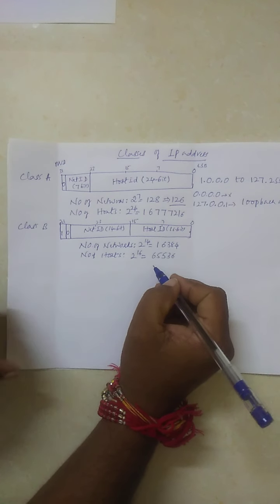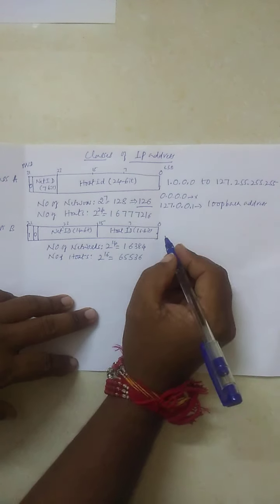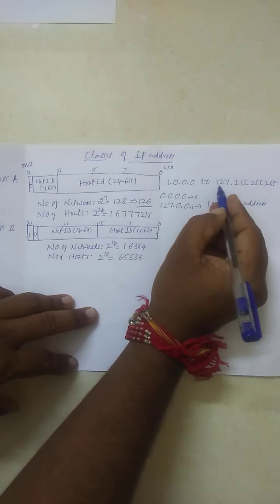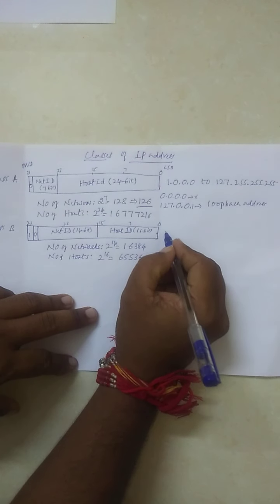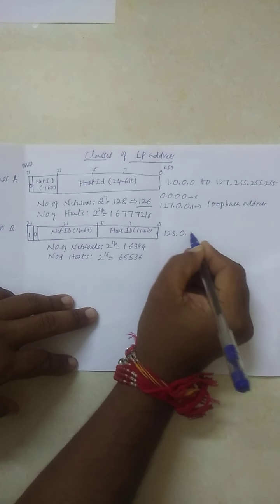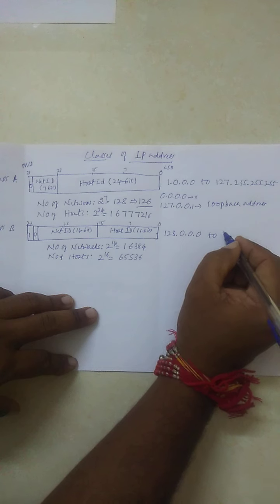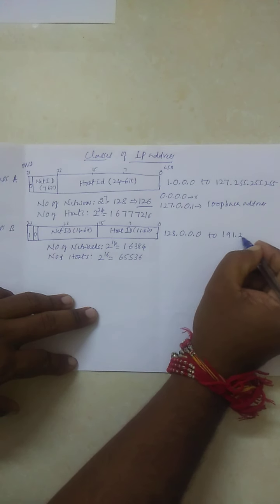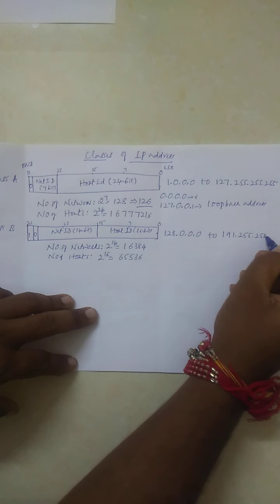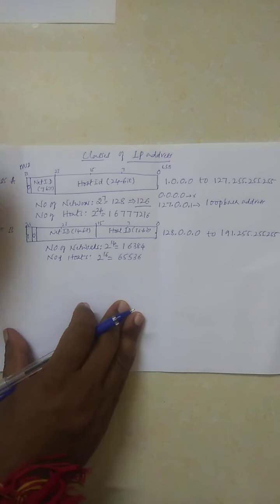Then what is the range of this Class B IP address? The range of Class B IP address begins after where Class A ends, which is 127. It will begin with 128.0.0.0 to 191.255.255.255. This is the range of Class B IP address.